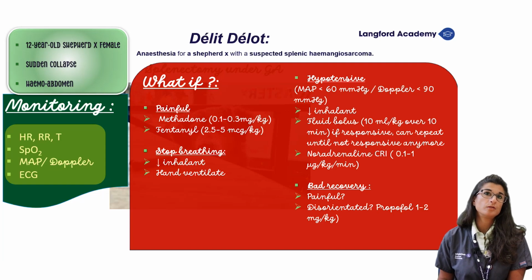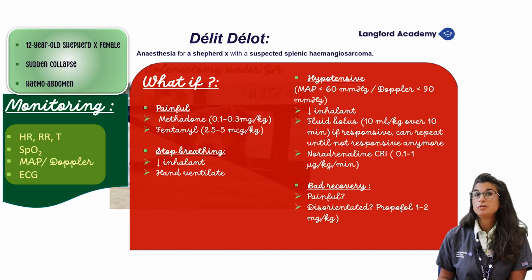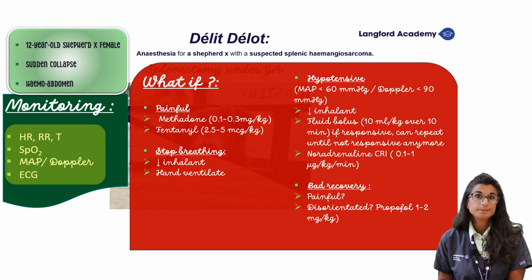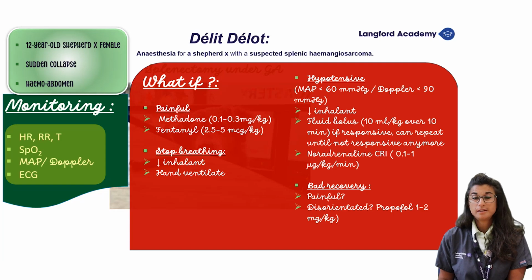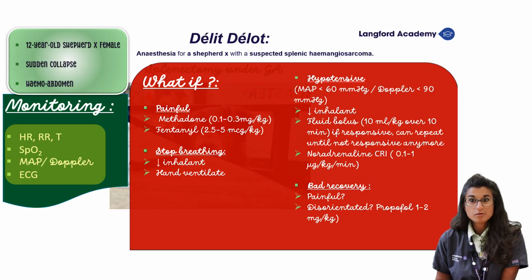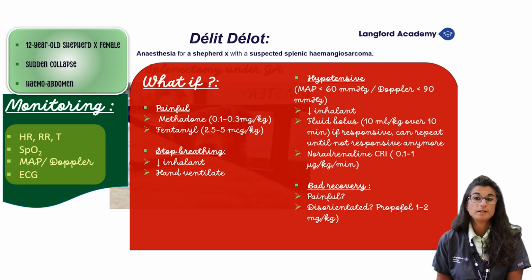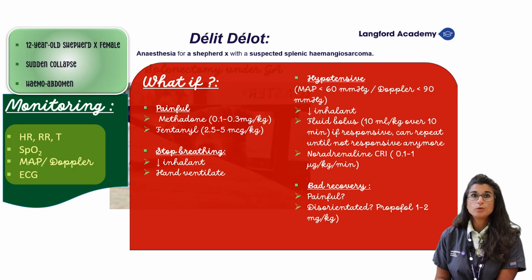If you think it's a short-lived painful stimulation, you can give boluses of fentanyl instead, 2.5 to 5 microgram per kilo. Be reminded that fentanyl can produce a very profound bradycardia. They can stop breathing, specifically after you gave methadone or fentanyl. In that case, you can try to reduce inhalant to see if you can have a lighter plan of anesthesia. You might have to hand ventilate if you don't have a ventilator. Be reminded that ventilating would also affect the cardiac output negatively.